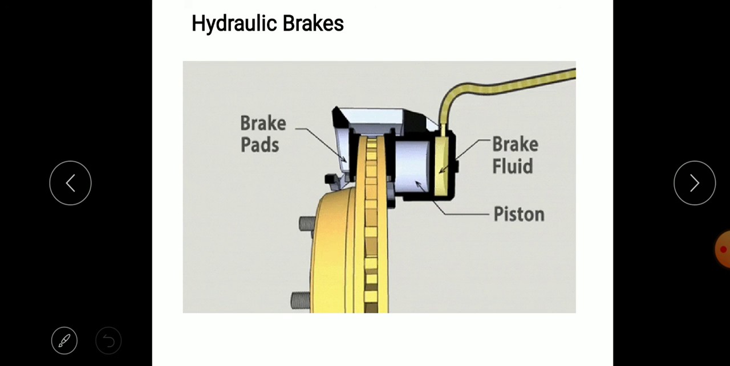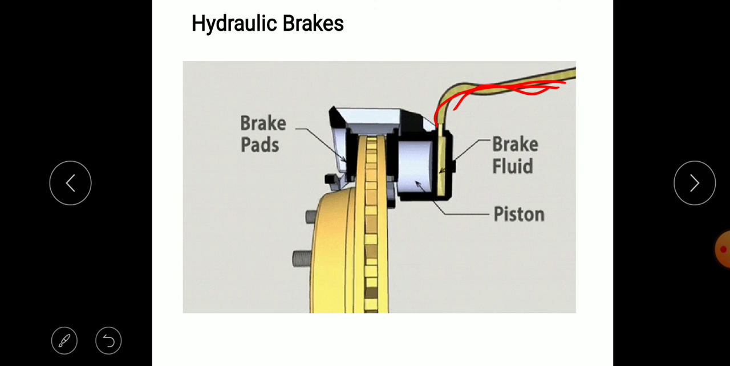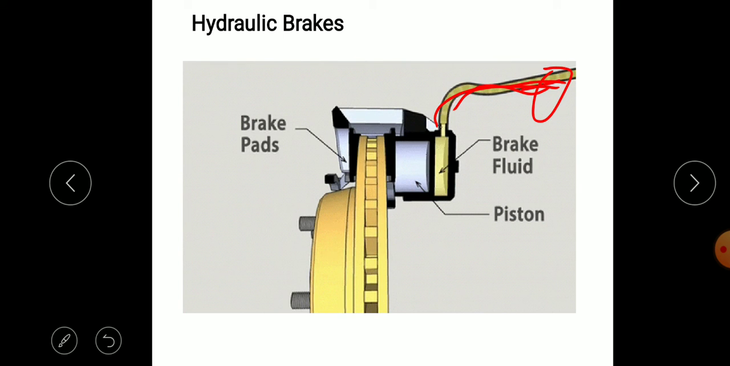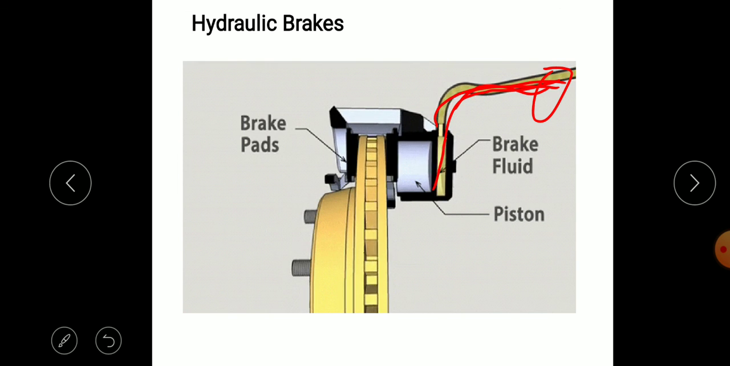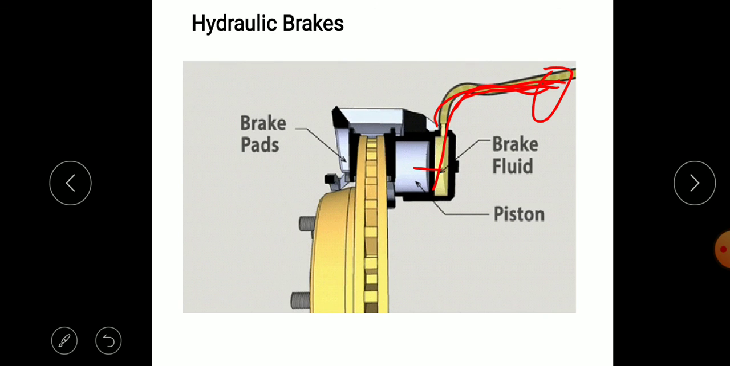The next example is hydraulic brakes. Hydraulic brakes again use the principle of Pascal's law. We can see in the diagram the hydraulic fluid: when we press the brake pedal, the fluid in the smaller cylinder forces the fluid into this larger cylinder. In the large cylinder the force is more, so it can apply the braking force. The pads will move and apply the frictional force.